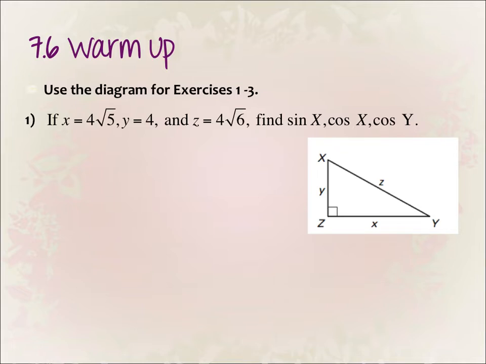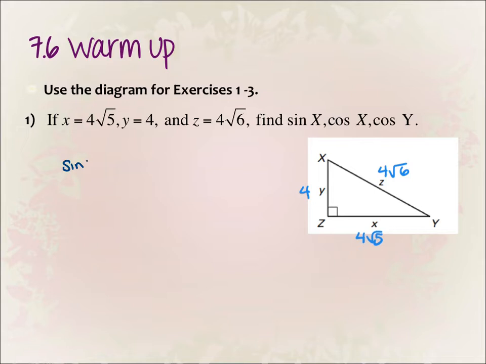Okay, so the directions say to use the diagram for exercises 1 through 3. So we're going to use this triangle at the right here to answer these questions. Number 1 says if x is 4 root 5, y is 4, and z is 4 root 6, find the sine of x, the cosine of x, and the cosine of y. So I'm going to start with the sine of x.